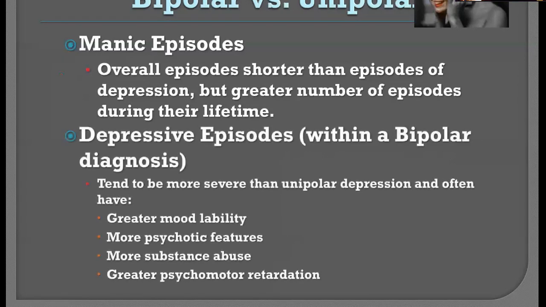Now, what about depressive episodes in bipolar versus unipolar folks? Depressive episodes within a bipolar diagnosis seem to be more severe than unipolar depression, and they have greater mood fluctuations. That's what lability means. More psychotic features during the depression episode, more substance abuse, and greater psychomotor retardation, the physical slowing down that you were seeing in the other video.